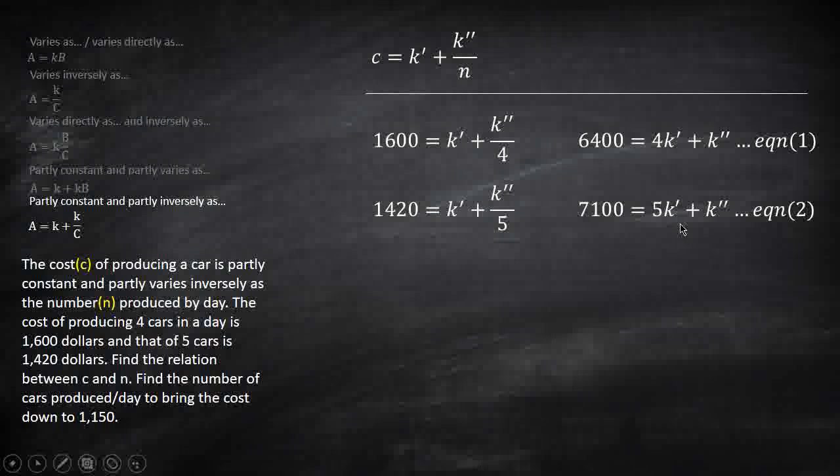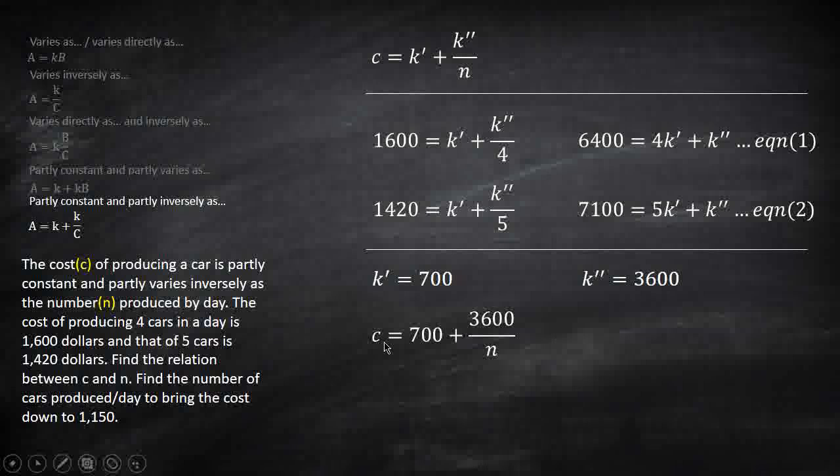And you can solve these simultaneously, equation 1 and equation 2. These questions can be solved as simultaneous equations. When solved, I get the first k to be 700 and the second one to be 3,600.